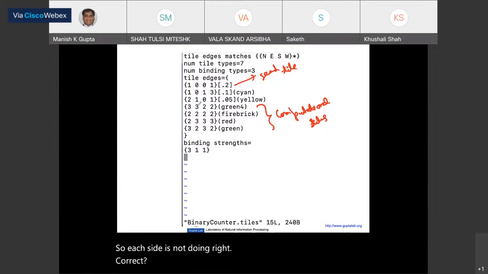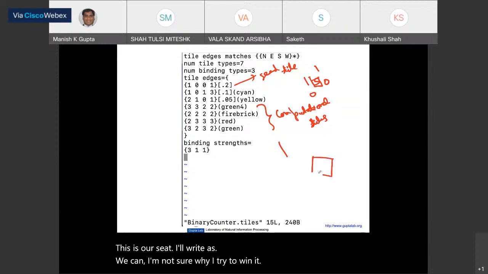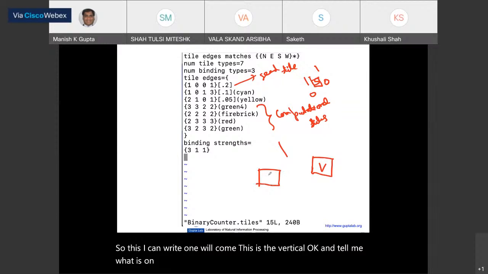Correct. Maybe we should draw it like this. So I should write it like this: north, east, west. This is our seed tile. One will come. This is the vertical. And tell me what are the numbers on this? This is the horizontal tile set. What is the number here?